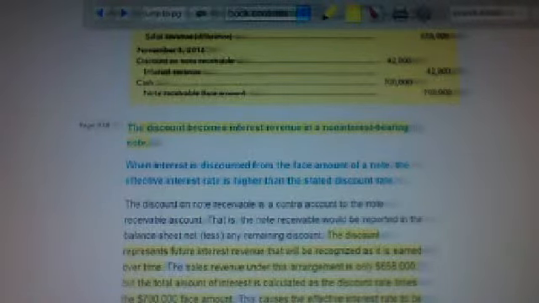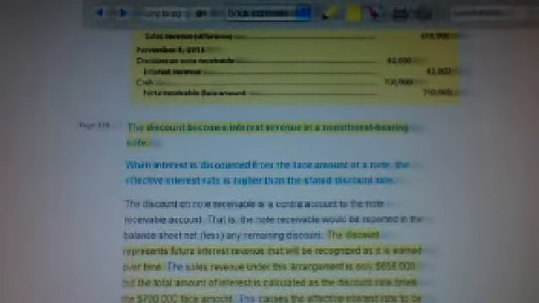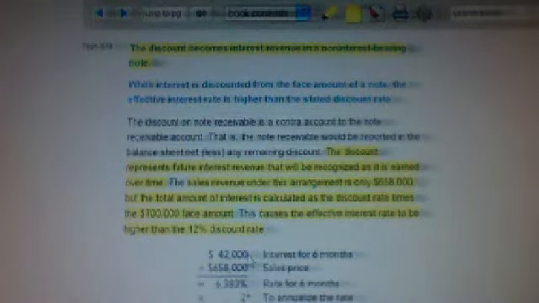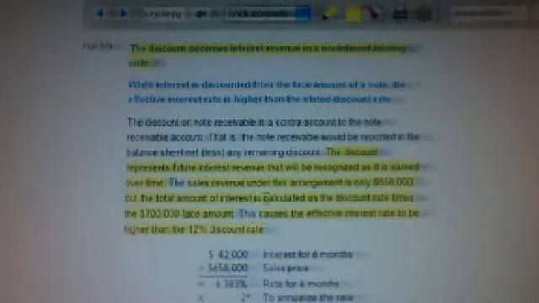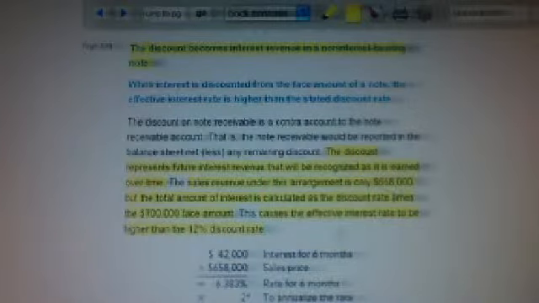The effective interest rate on this note, the example we just did, actually is a little higher than 12%. We'll go through the calculations to show that. You'll see that here's the interest amount for 6 months, $42,000. We divide that by the sales revenue under this arrangement, which is $658,000. And when you do that division, you get 6.383%, which is the rate for 6 months. To annualize it, we multiply that by 2, and we get an effective interest rate of 12.766%.